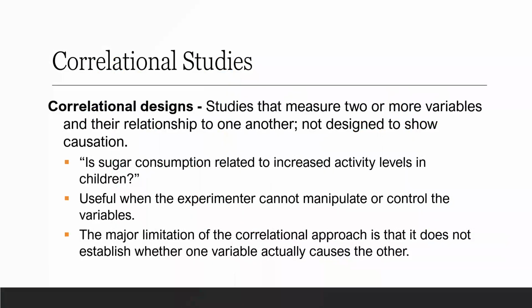On the other hand, a correlational study deals with two or more variables. For example, is sugar consumption related to increased activity levels in children? So right now you're dealing with two variables. You are looking at the relationship between sugar consumption and activity levels.